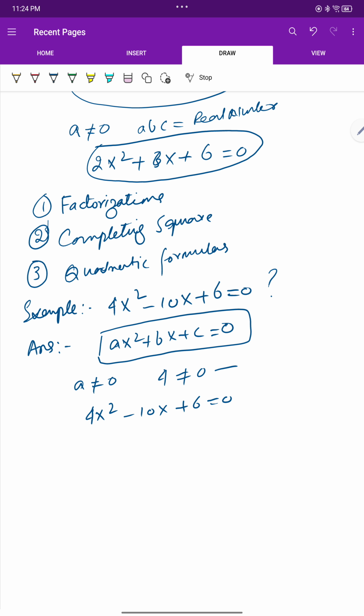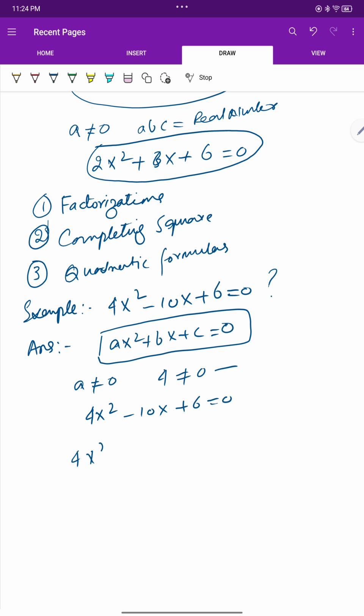Factorization means to find the factors which can easily divide the equation, and we can split it, and when we multiply it again we can get the same equation. This is the definition of factorization. So how can we do it?